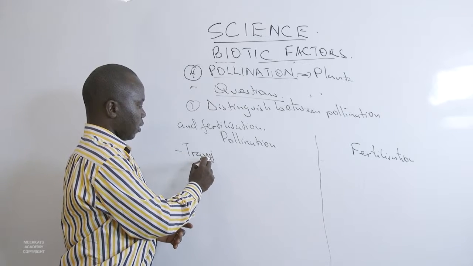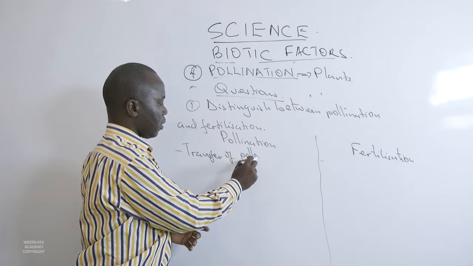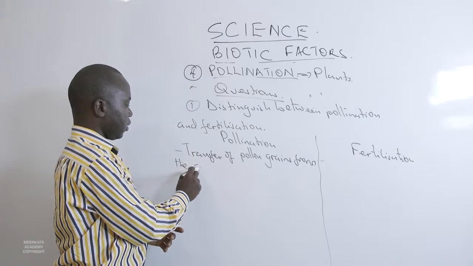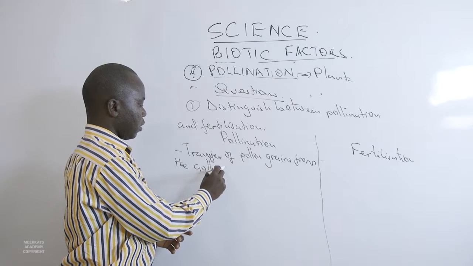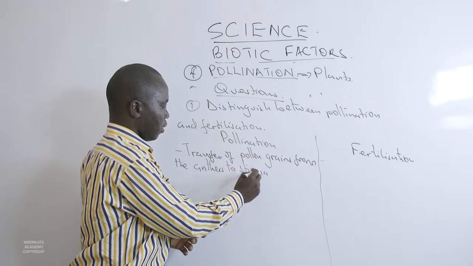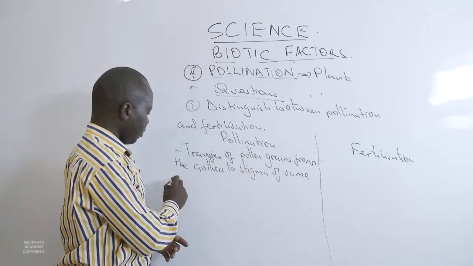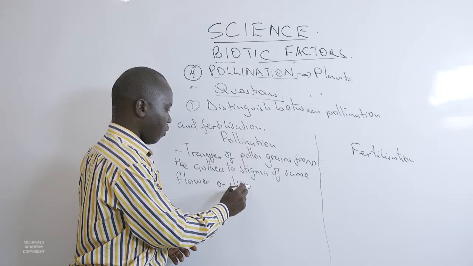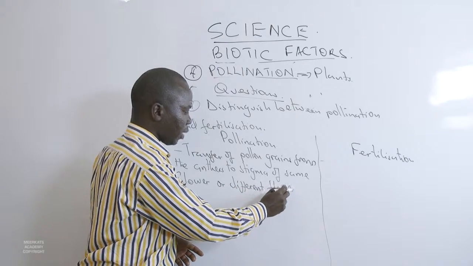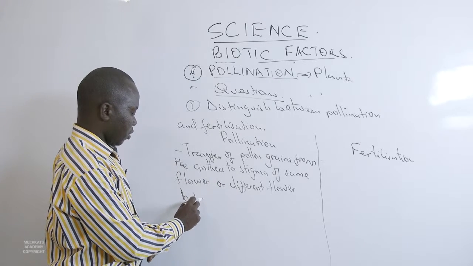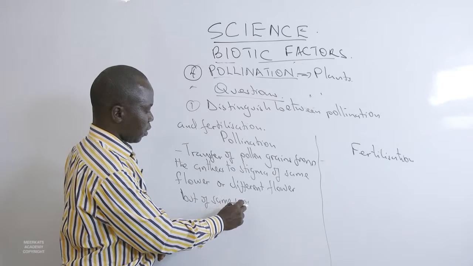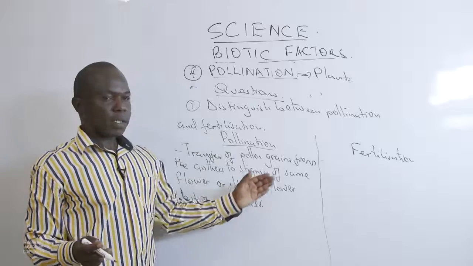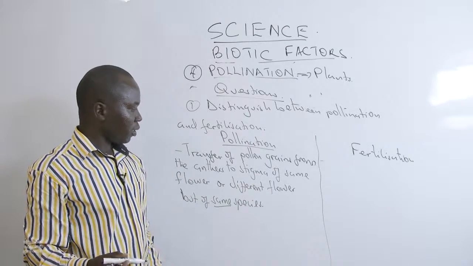Transfer of pollen grains from the anthers to the stigma of the same flower, or it could be of a different flower, not particularly the same, but of the same species. So when it is the same species is when we say it is pollination. But if pollen grains fall on the stigma of a different species, then there's no pollination.